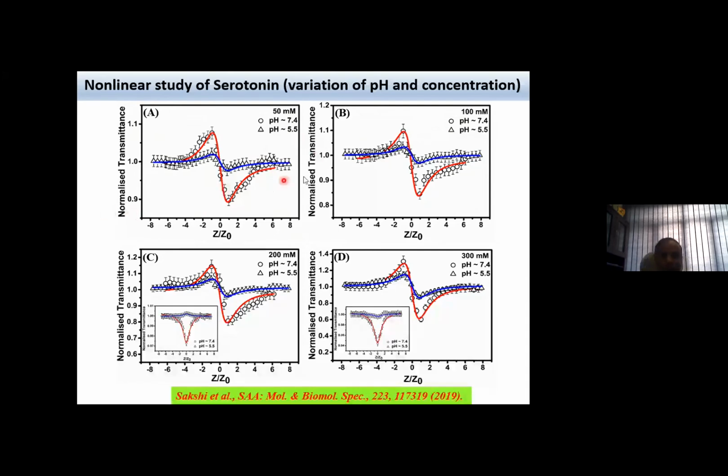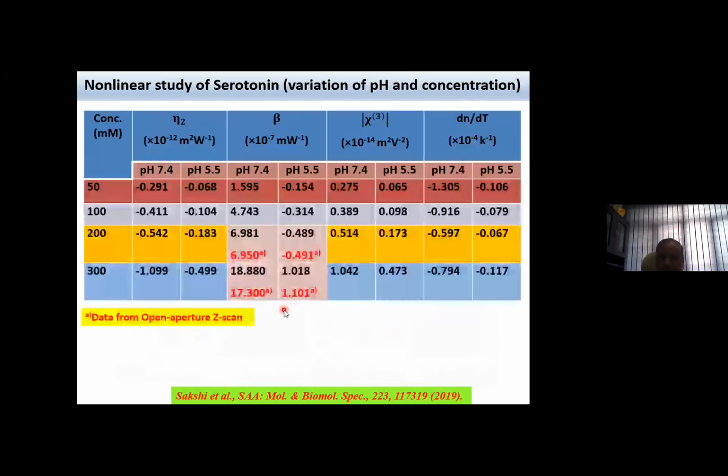So what we have now is actually the self-defocusing effect. And when you have the physiological pH, in the red line, what you see is the data. So we have a positive beta, but in the acidic medium we have a negative beta, except at higher concentration. And as I said, I already told you that the CA scan is sufficient to get both the refractive and absorptive nonlinearity. But sometimes you need to cross check with the OA scan. So we have also done that to cross check the parameters, whether you are getting exact values or there is some error. So here are the parameters we observed.